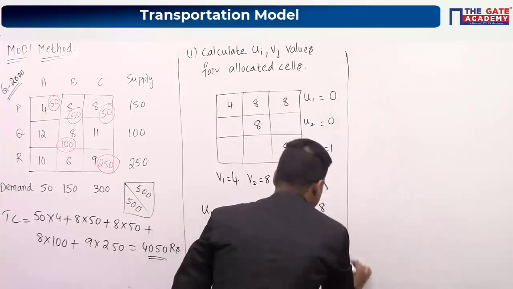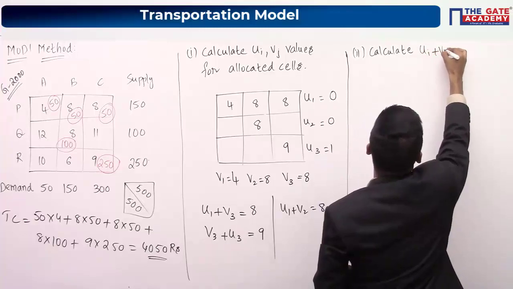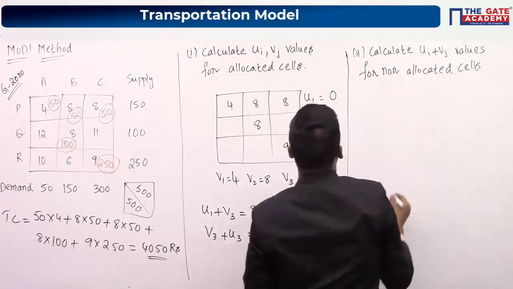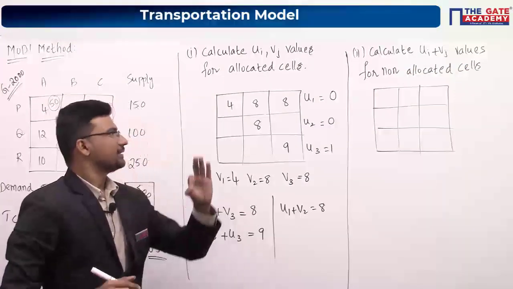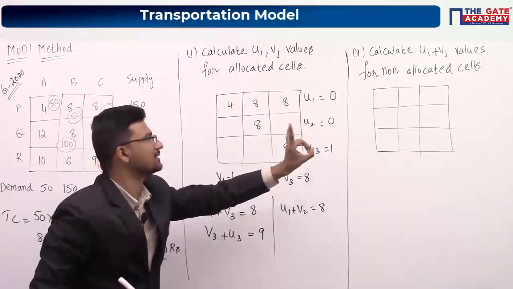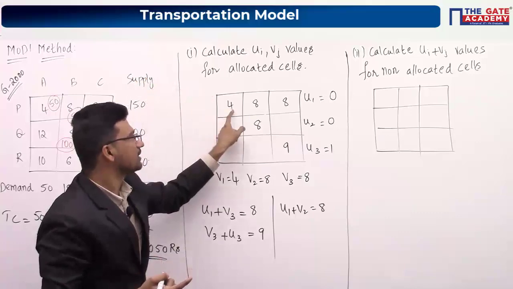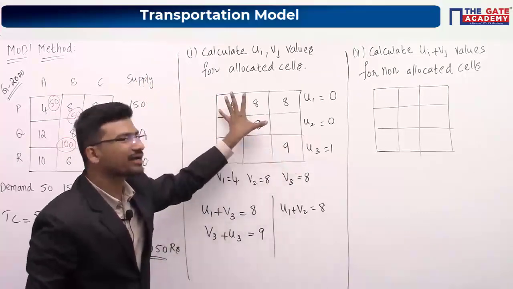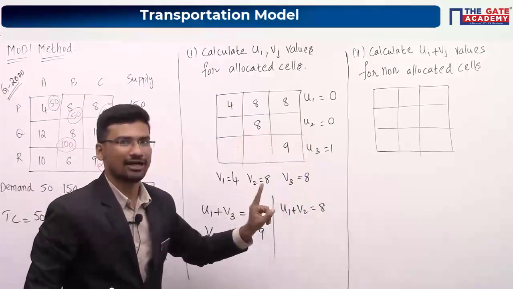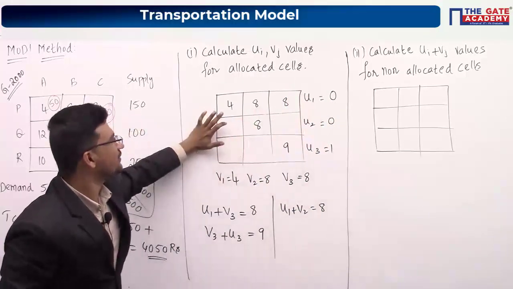In the second step, step number 2, you have to calculate Ui plus Vj values for non-allocated cells. These are all allocated cells. Look at the question. These are all your allocated cells. Using allocated cells, we calculated Ui and Vj values, right? Now in the second step, we are going to calculate Ui plus Vj values for the non-allocated cells. See, this is your non-allocated cell.